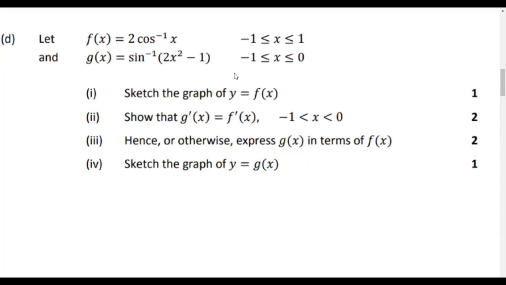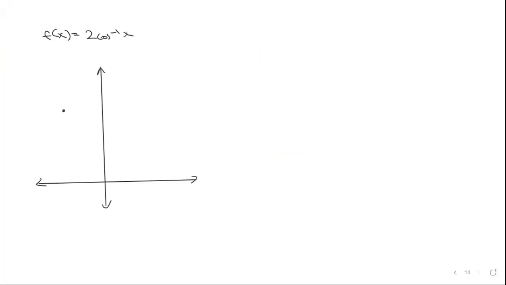So first step is to graph. So graph f(x). Well, what is f(x)? f(x) is your 2 cos inverse x. Now, you should be comfortable with what cos inverse x looks like. Cos inverse x is a trig inverse function that looks like this. Probably draw it a little bit better.